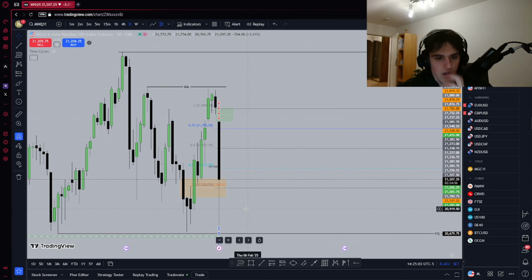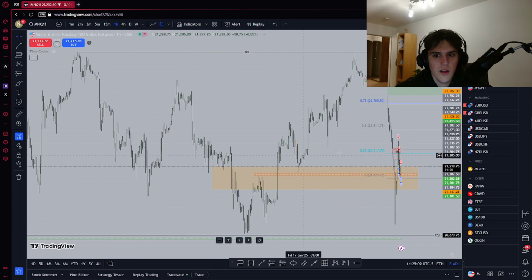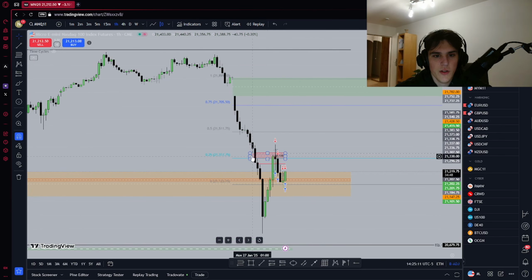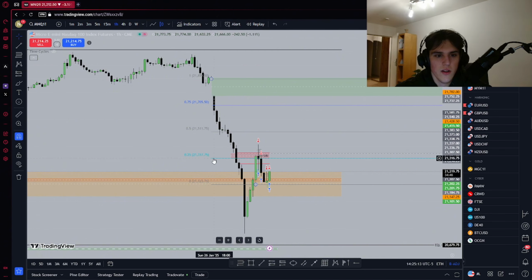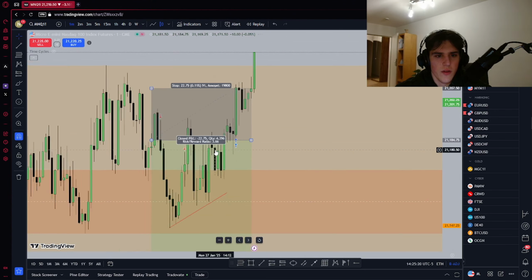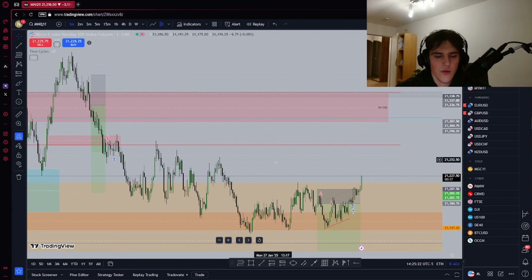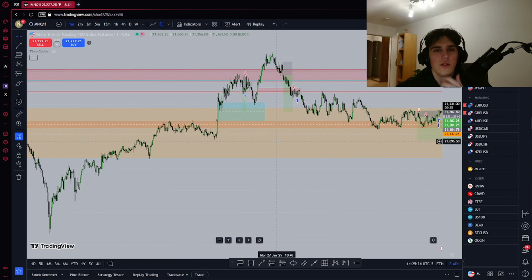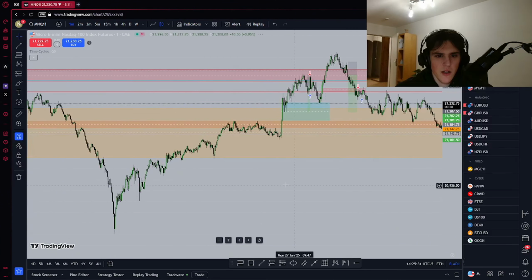And my idea was looking at all of these fair value gaps, especially this one because it's around the 0.25 level, and looking for price to turn around there, because usually price likes to turn at around 25% of retracement towards the new day opening gap. And that was pretty much my idea.